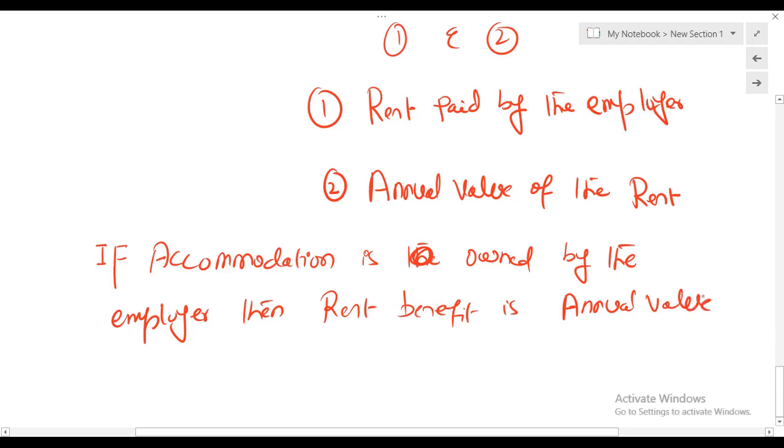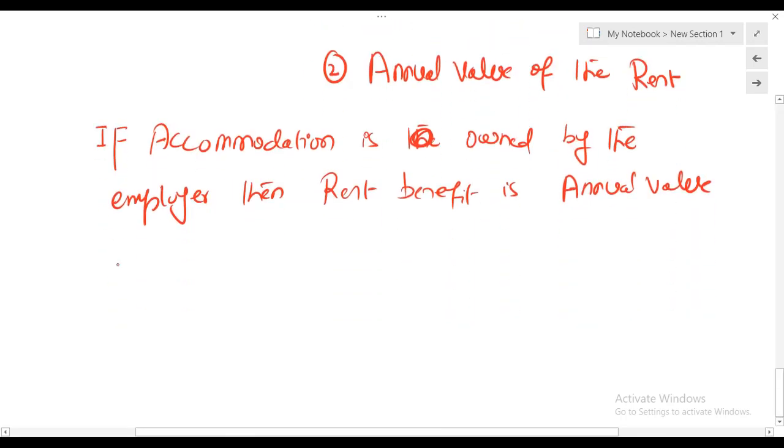Because if accommodation is owned by the employer, if the employer is the one who has purchased that accommodation, then obviously rent paid by the employer cannot come. Rent paid by the employer can only arise if accommodation is not owned by the employer. An employer simply gets the property on rent and then gives that property to you. Only in that case, rent paid by the employer and annual value of the rent, whichever is higher, comes. But if the accommodation is owned by the employer, there is no issue of rent paid by the employer. Then always your rent benefit is equal to the annual value of the rent. Okay.